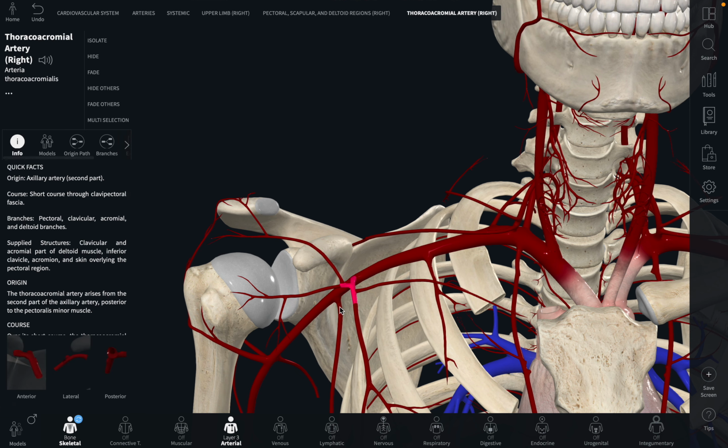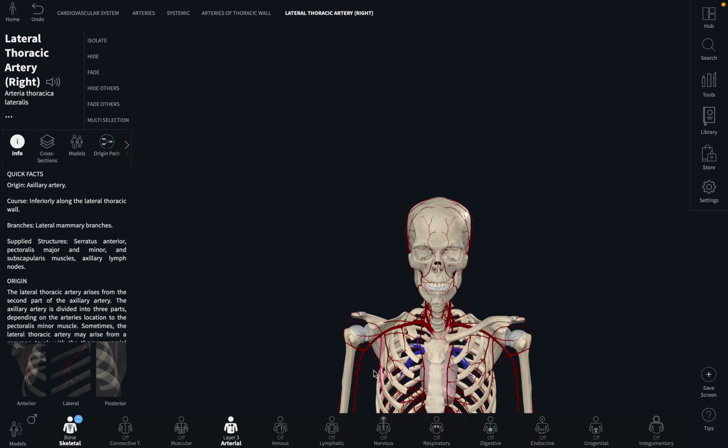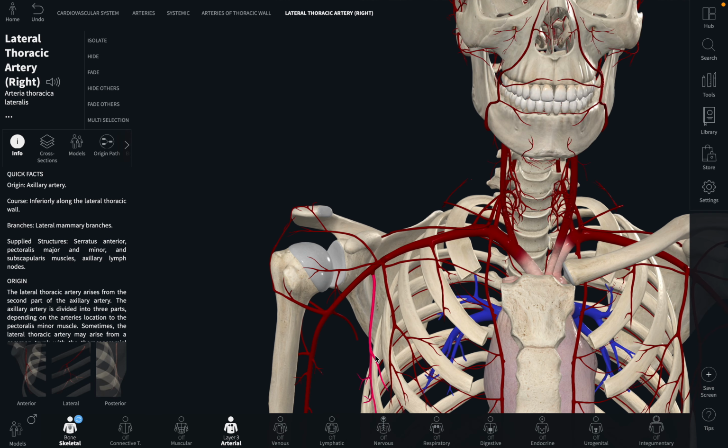Now this one, you can see that this artery is somehow lateral to your thorax, so we call it the lateral thoracic artery. So this artery should supply your what? Serratus anterior, because you know your serratus anterior is here. I'm sure you are smiling. Yes, so this lateral thoracic artery is going to supply it. So now let's recap. We said your axillary artery has what? Three parts.